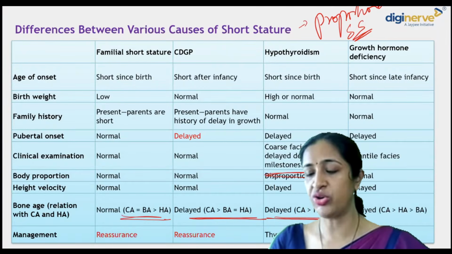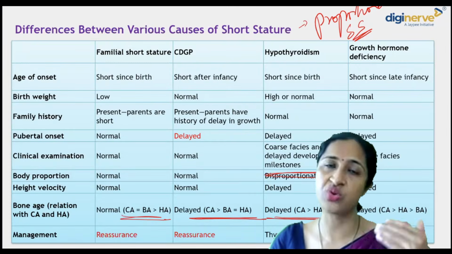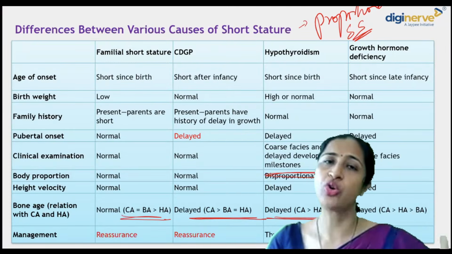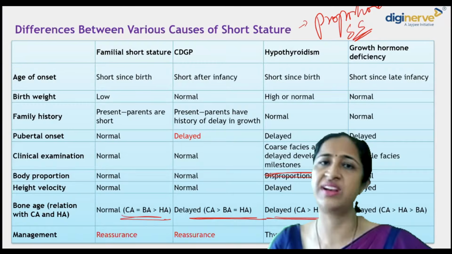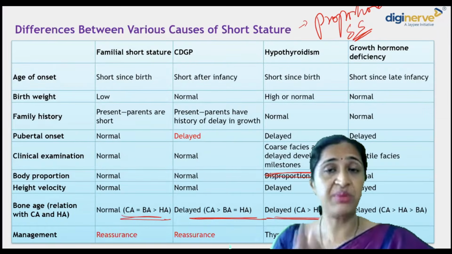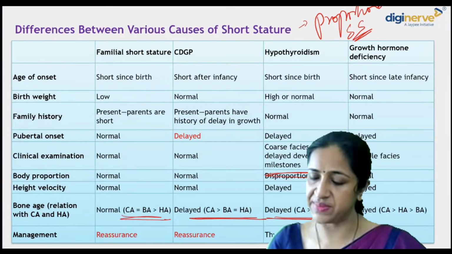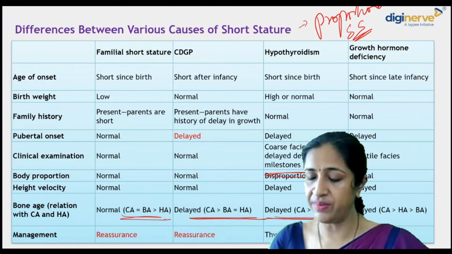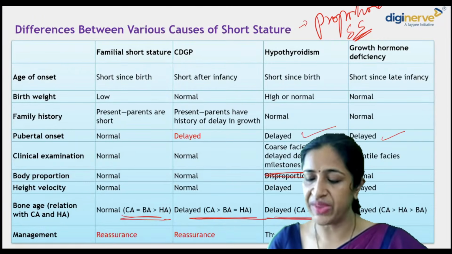Now, growth hormone deficiency. Here the child is going to be born normal and then growth will be very, very significantly delayed in growth hormone deficiency. Very much more compared to all the other types. Okay. Development will be normal. Puberty will be delayed in these two.